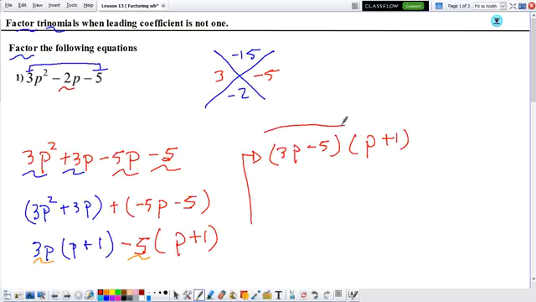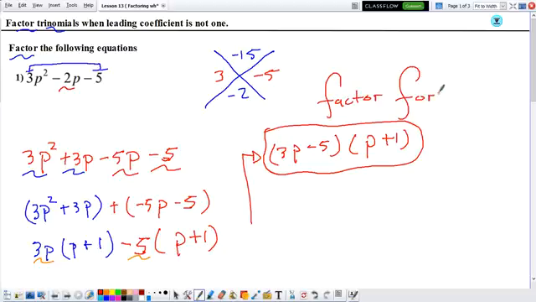And this is it. We're not solving, we're just factoring. So this is the factored form. Okay. So this is basically how you factor when the leading coefficient is not 1. You rewrite the middle number, just like we did here, and then we apply factor by grouping.